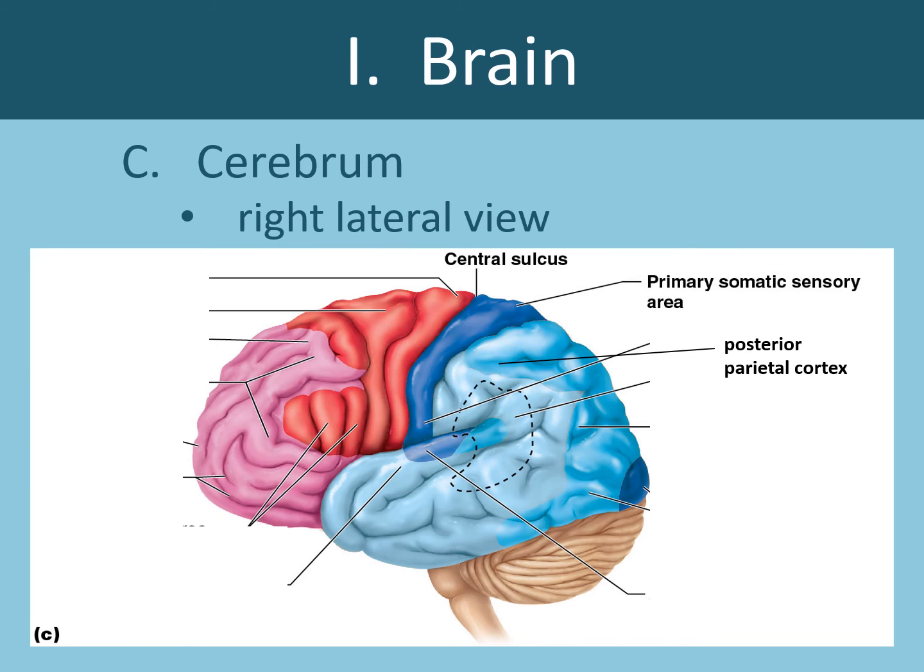Once again, here's a right lateral view of the brain. In this diagram, the parietal lobe isn't quite highlighted, but it's in this region right here, I'm showing with my laser. And the two regions within the parietal lobe you need to know, again, are the primary somatosensory area. That's this darker blue gyrus right here. And just behind that is the posterior parietal cortex.